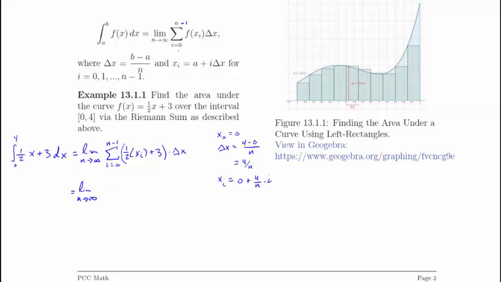We have our formula, the sum of i equals 0 to n minus 1 of f of x sub i times delta x, and we just need to plug in now for f of x sub i, and we need to plug in for delta x what we came up with for delta x. So the limit as n goes to infinity of the sum of i equals 0 to n minus 1 of 1/2 times (4 over n times i plus 3) times 4 over n.